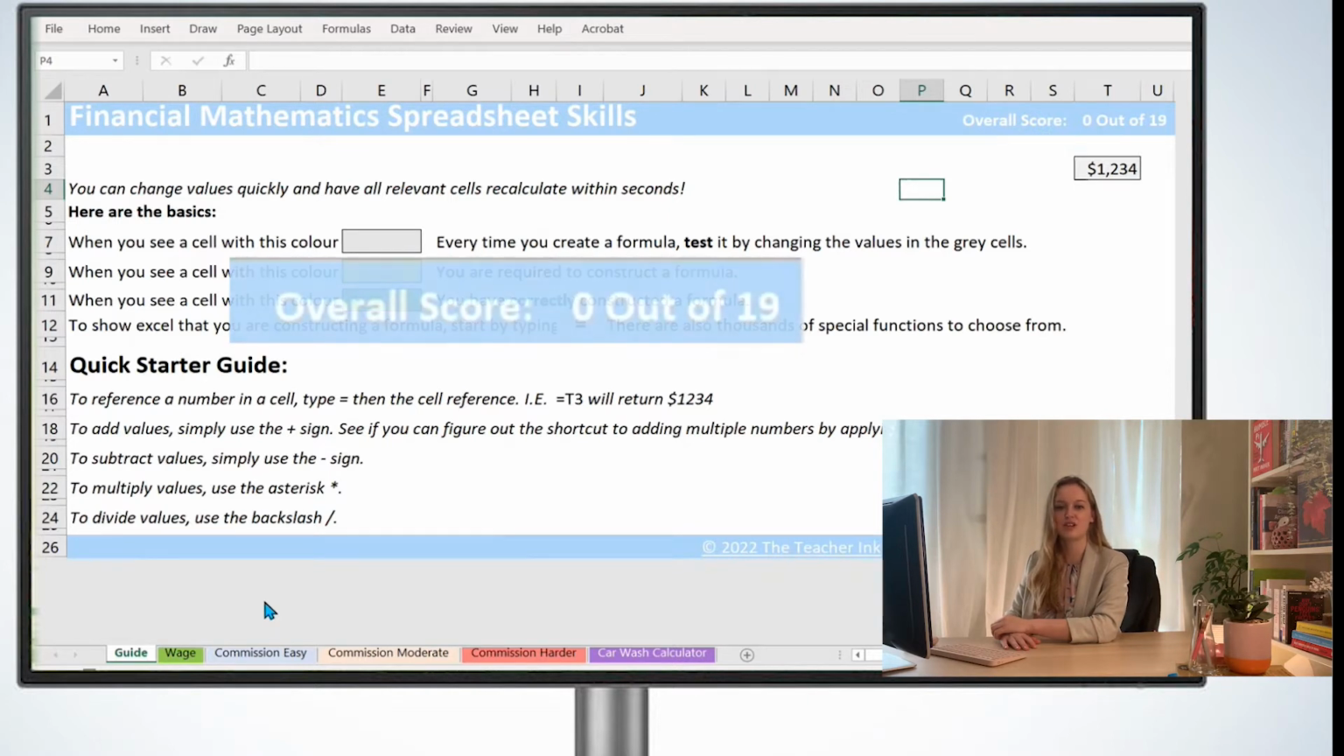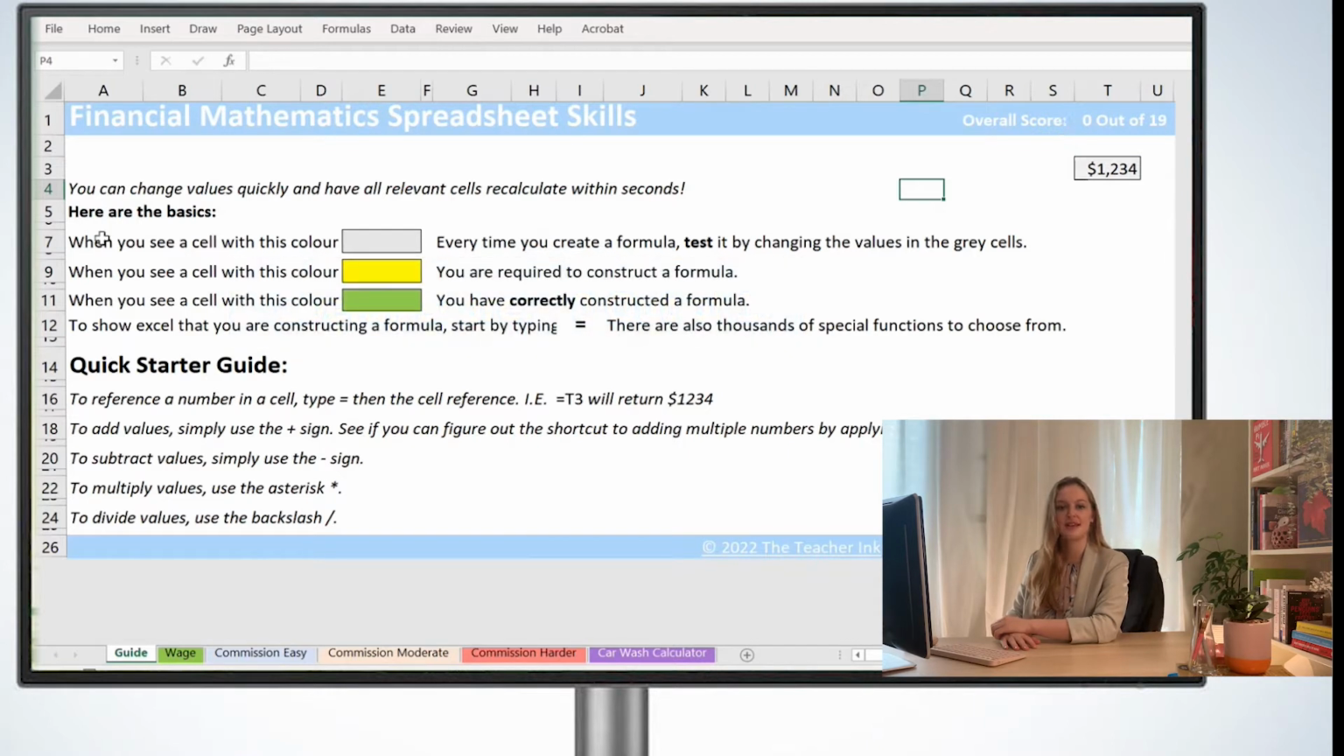If you're wanting to check your progress, have a look at the overall score at the top right-hand side of each page. Every formula that you get correct will add to that overall score. Let's start with the general instructions. There are coloured cells that each mean something different. The grey one you see here is a place for our fixed values.